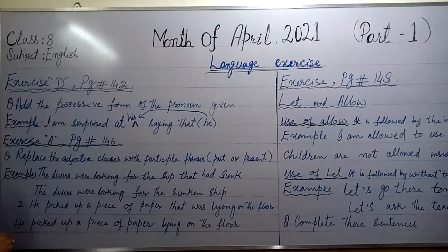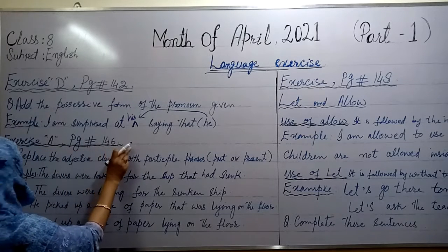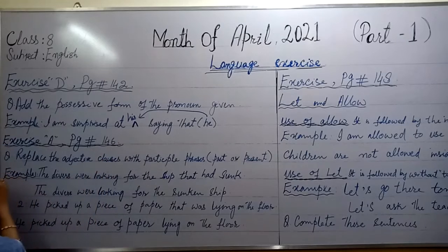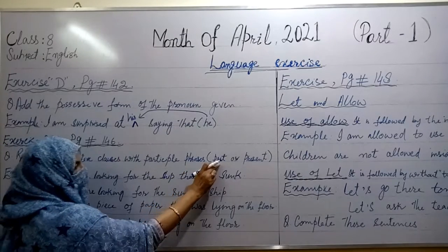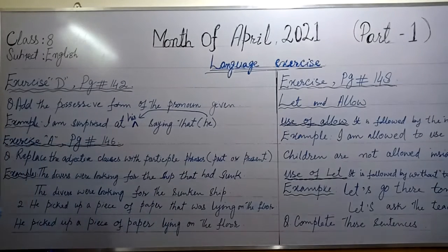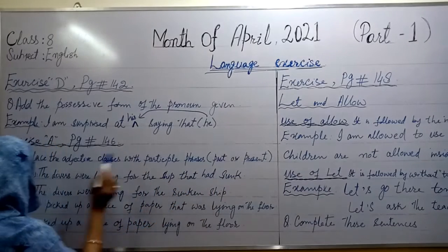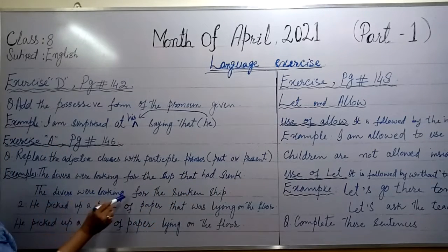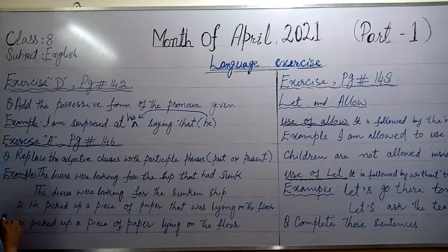Let's move towards the next exercise. Exercise A from page number 146. Question, replace the adjective clauses with participle phrases, past or present. You can use either past or present in these sentences and you will remove the adjective clauses. For example, the divers were looking for the ship that had sunk. The divers were looking for the sunken ship. Okay, beta? Let's see the next example.